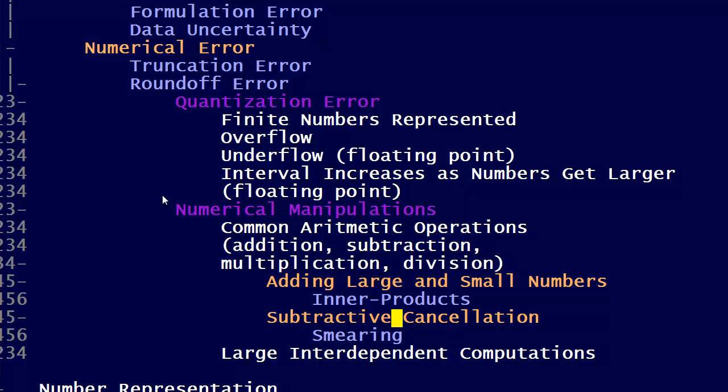Of course, subtractive cancellation is a much more general term that applies to the fact that when you subtract two numbers that are very close to each other, you lose digits of precision. Now let's talk about those in a little bit more detail.